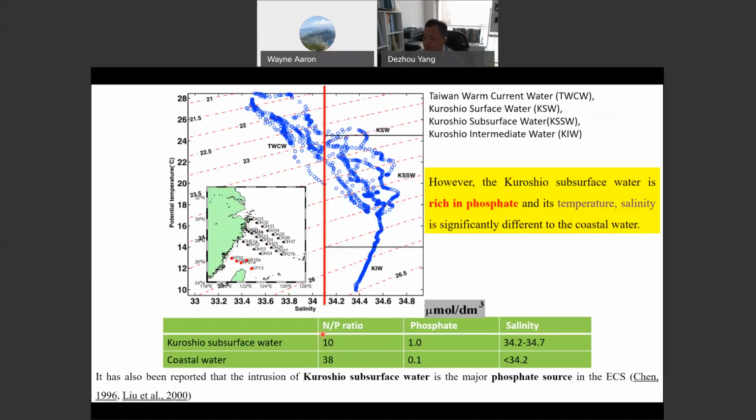For example, the N:P ratio in the Kuroshio subsurface water may be 10, but in the cold water, sometimes it is 30. The phosphate is very high in the Kuroshio subsurface water, but it's low in the coastal water. It has also been reported that the intrusion of Kuroshio subsurface water is the major phosphate source in the East China Sea.